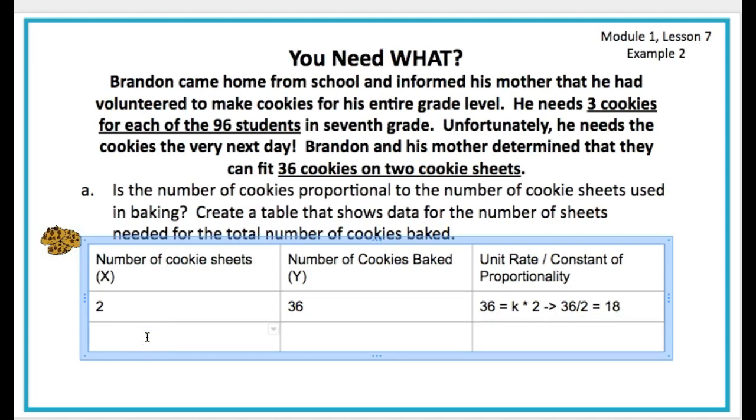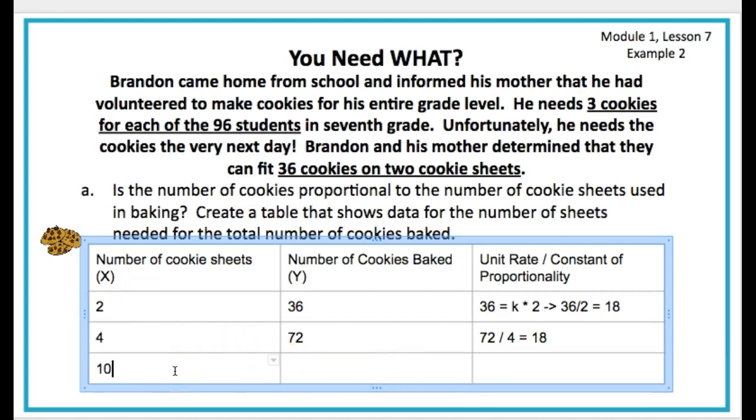Let's try two more examples here. So if we had 4 cookie sheets, we would be able to make 72 cookies. And once again, 72 divided by 4 gives us our constant of proportionality of 18. One more example, 10 cookie sheets will give us 180 cookies. And once again, it continues with our constant of proportionality to give us 18.